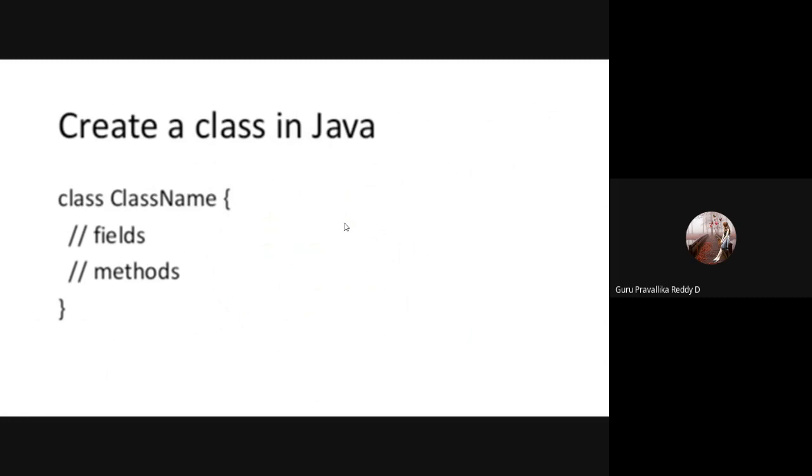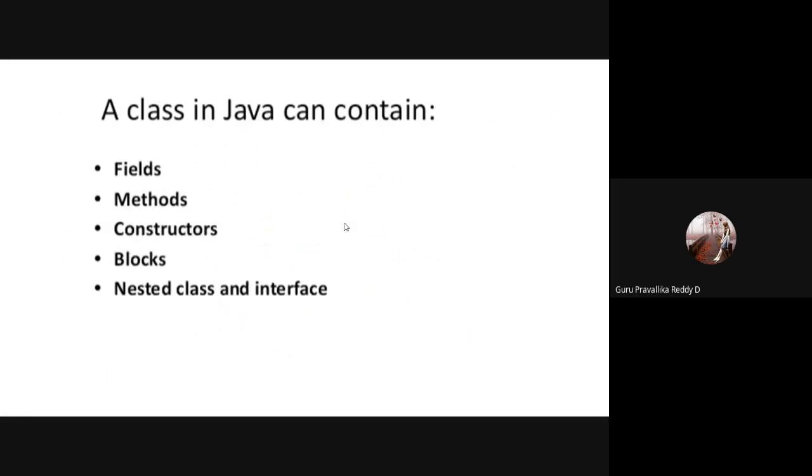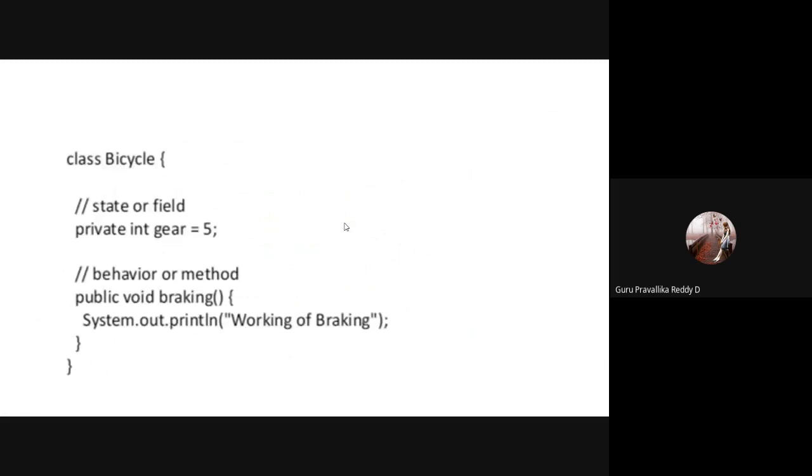To create a class in Java, the structure and syntax are: class name, fields, and methods. A class in Java can contain fields, methods, constructors, blocks, nested classes, and interfaces. Let's see an example. Class Bicycle, with private int gear equal to 5. It's the state or field. Public void braking, System.out.println, working of braking. That's the behavior or method.